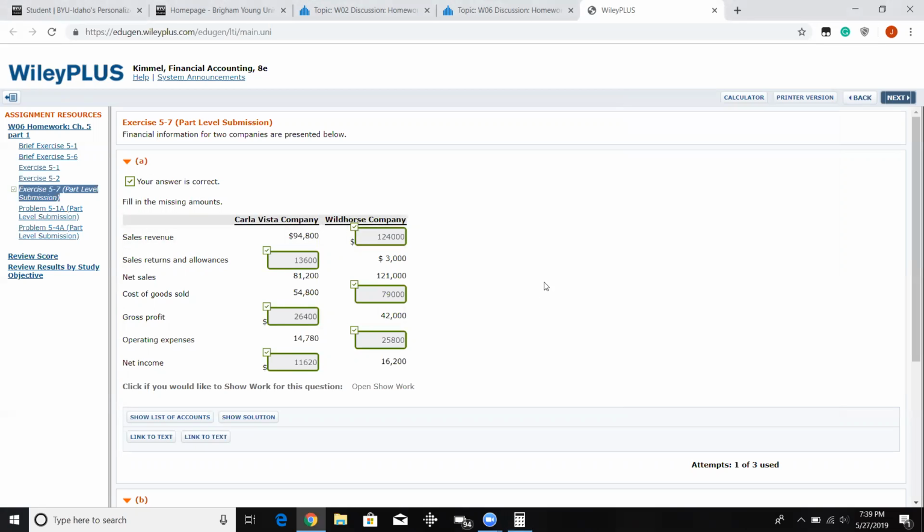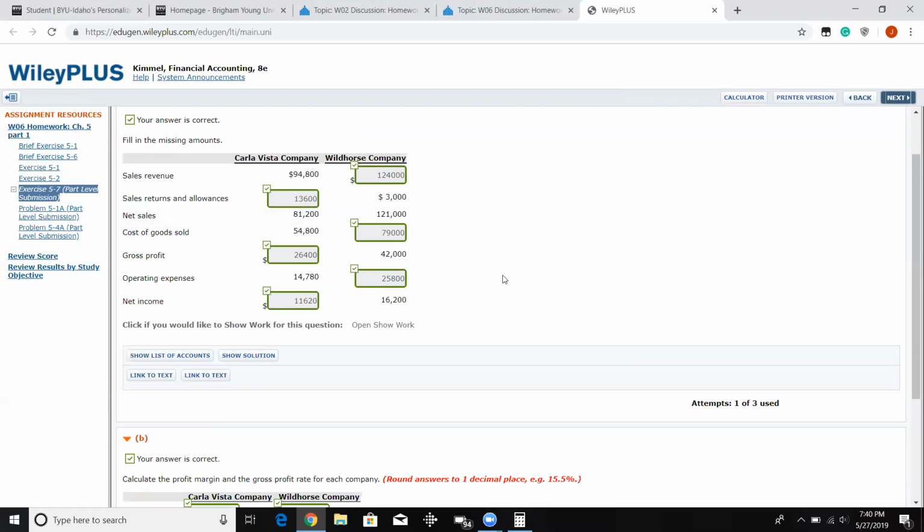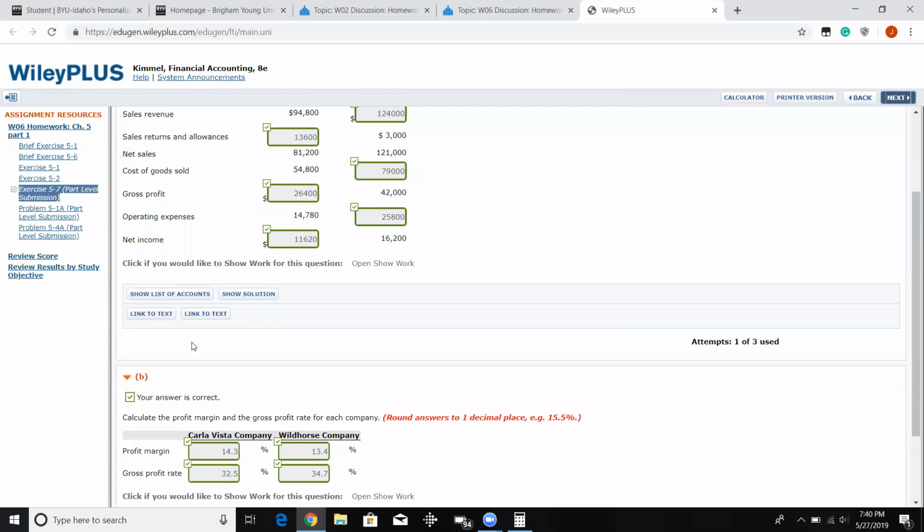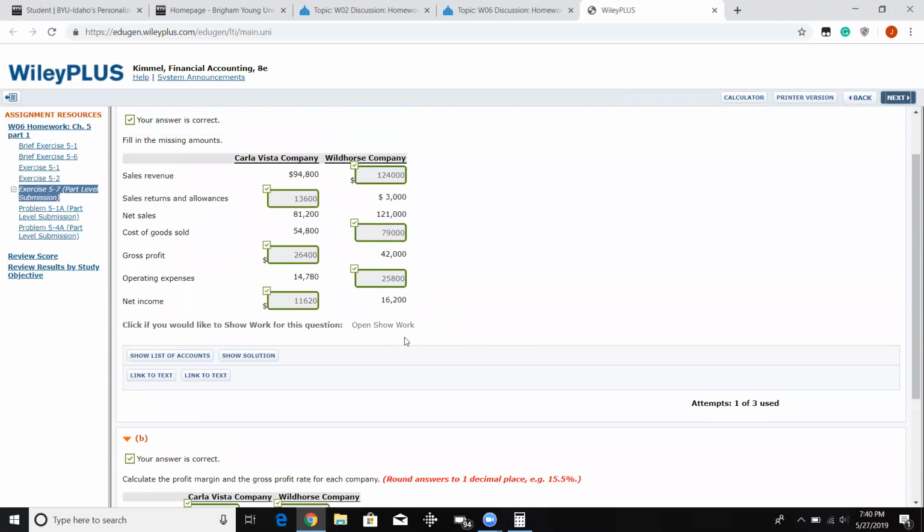All right, so that's that one. It's just sales revenue subtracting to another one, subtracting to gross profit, subtracting down to our net income. For part B, we're really going to need only three parts of these numbers: our net income, our gross profit, and our net sales.